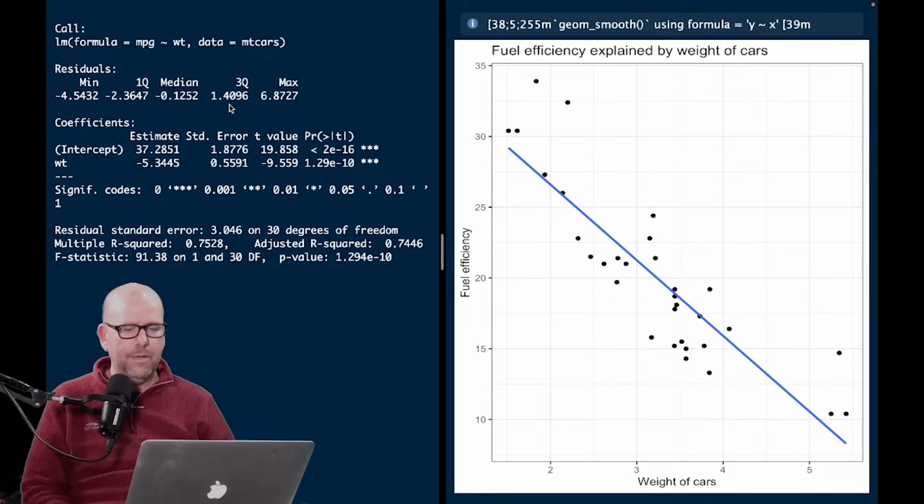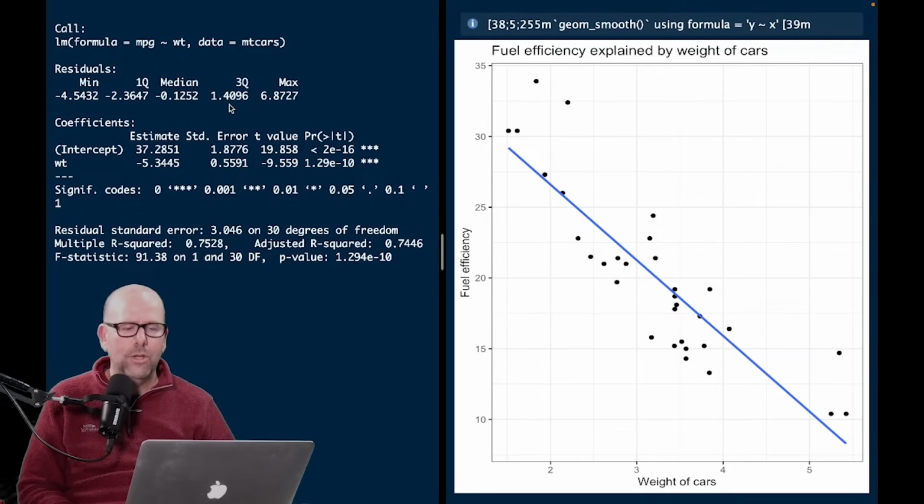Now, I won't go through all the values on the screen at the moment, but as the weight of car goes up by one increment, fuel efficiency goes down by 5.3. Okay, fair enough. The F statistic p-value is very low. Adjusted R squared is 74%. Happy days.